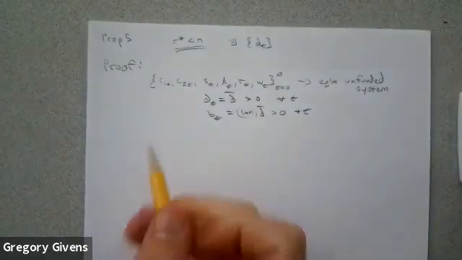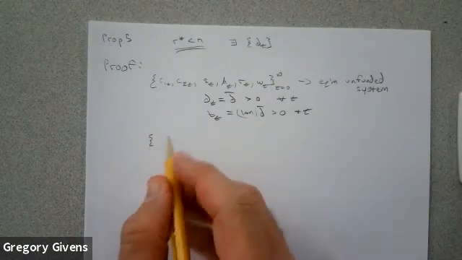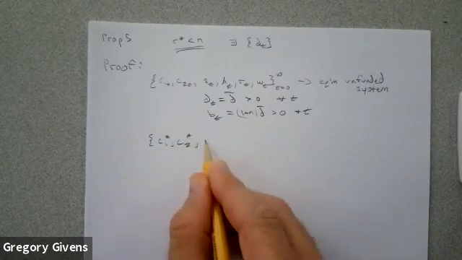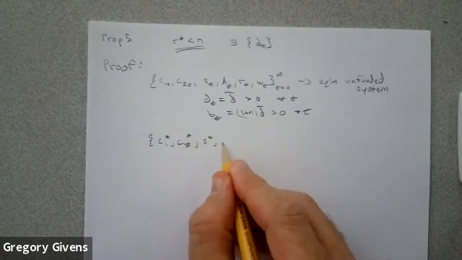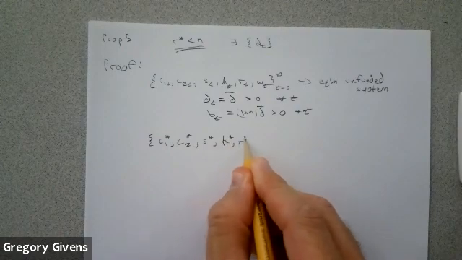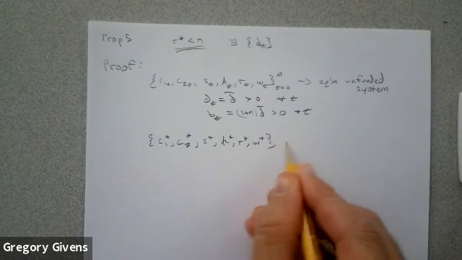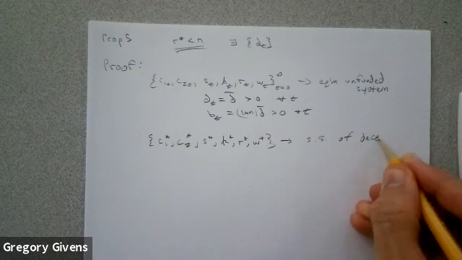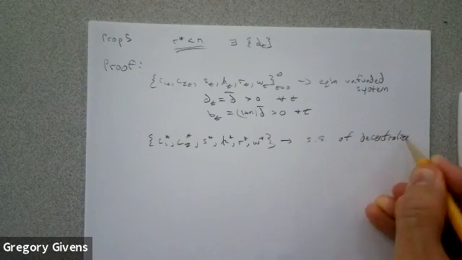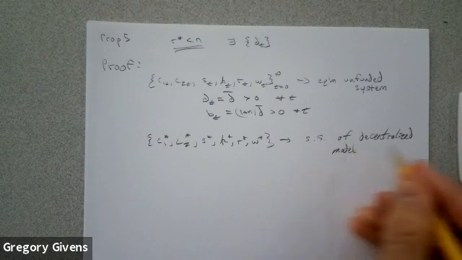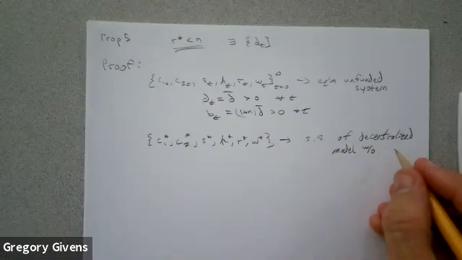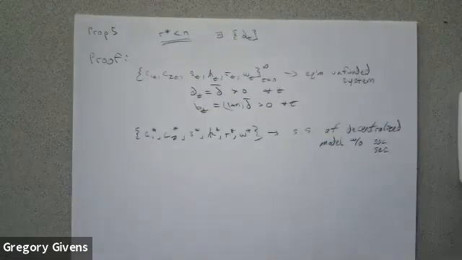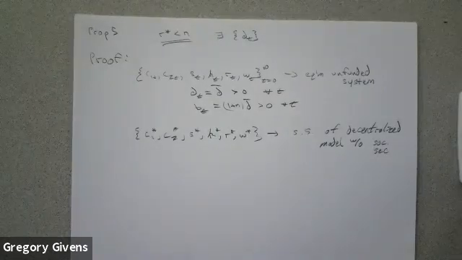So again, to fix concepts, let me define the following: C1 star, C2 star, S star, K star, R star, W star. This is the steady state of the decentralized model without Social Security. Okay, I'm just kind of defining the notation so we're not confused here.